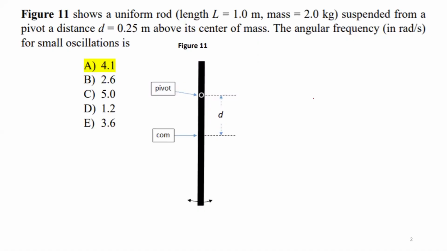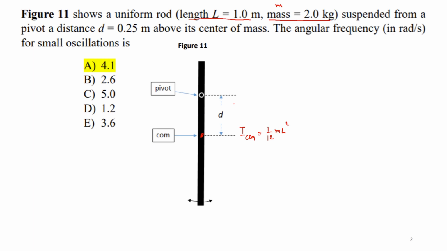Here we have a physical pendulum. We have a uniform rod of mass 2 kilograms and length 1 meter. It's suspended from a pivot point, which is at a distance of 0.25 meters above the center of mass. Of course, it's uniform, so the center of mass is right here in the middle. And you remember the moment of inertia passing through the center of mass is 1/12 of M L squared, if I call the mass M, of course.